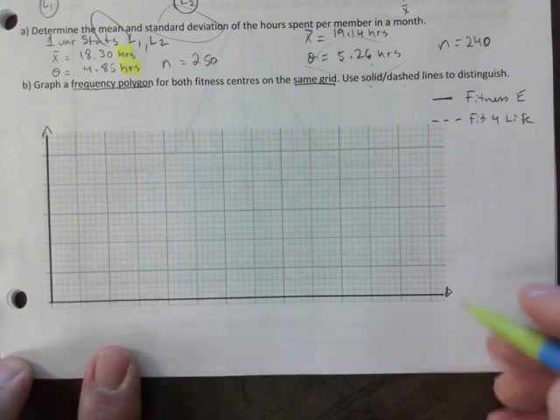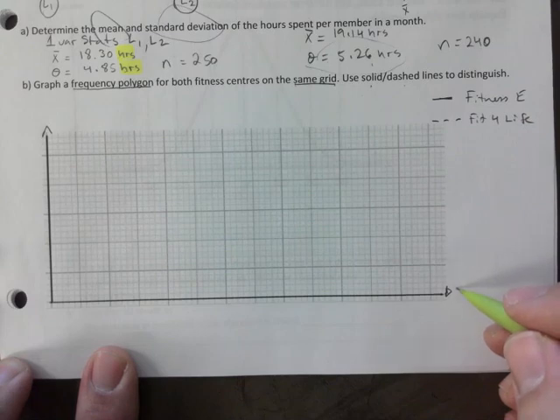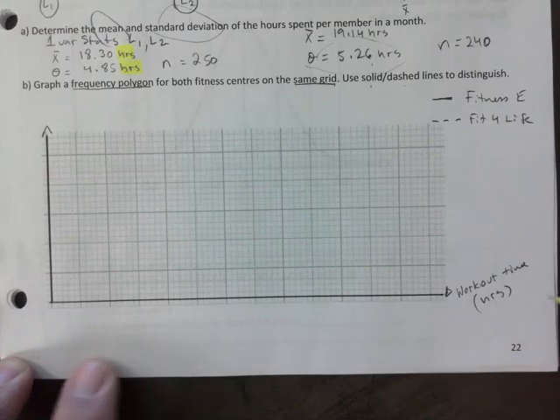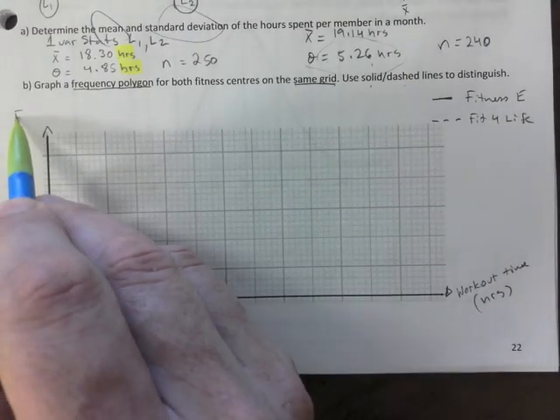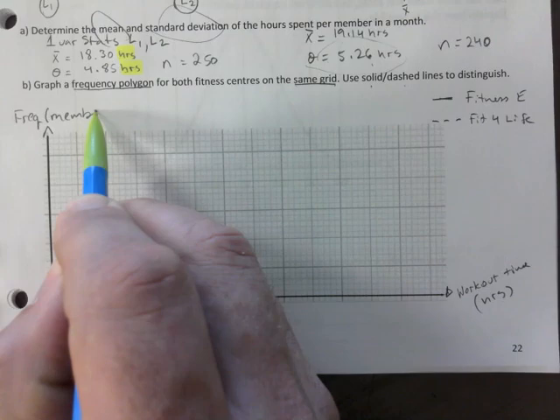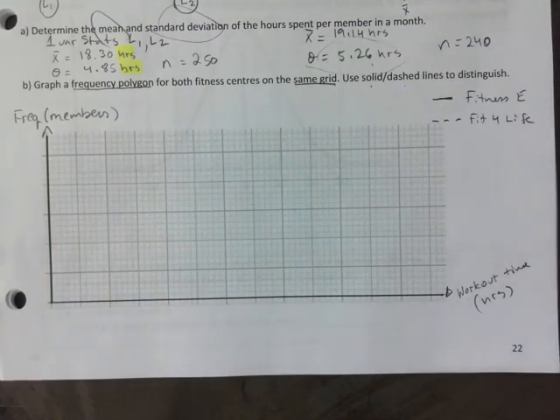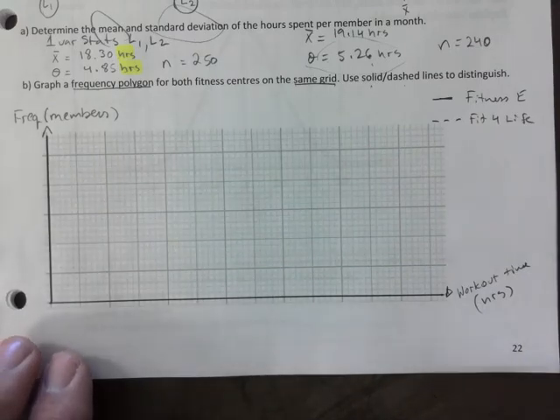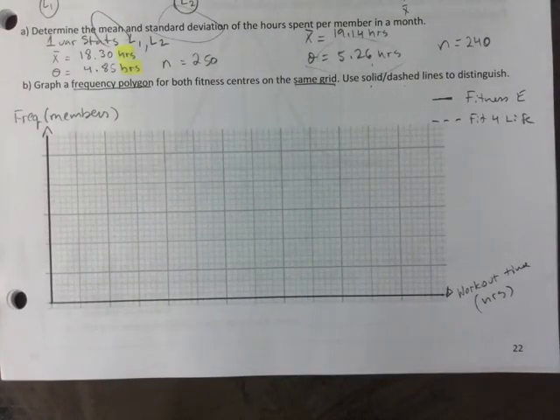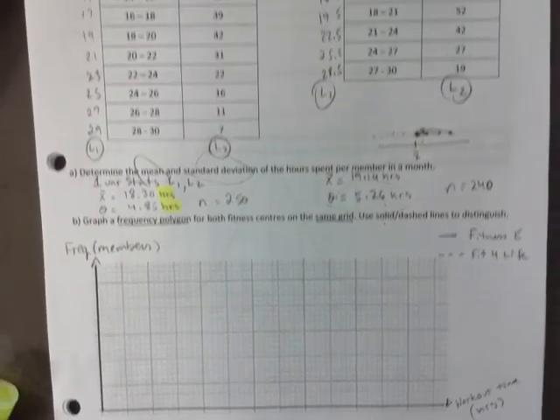So let's label first. What do we have down here? This would be workout time, workout time in hours. And this would be frequency. It's always frequency. In this case, it's members, like how many members work out X number of hours. Okay. So what about your X scale? That's a bit more difficult. What should be your smallest value here that you should start with?